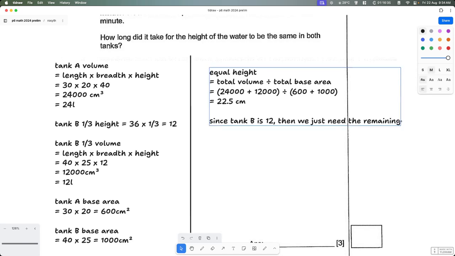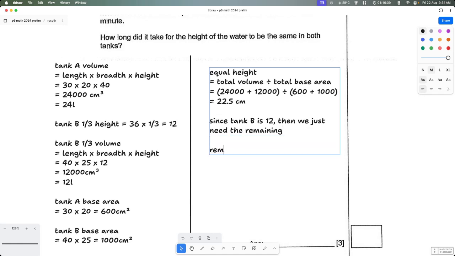So in this case over here, so remaining tank B height is equal to 22.5 minus 12, which is equal to 10.5 centimeters, right? So we know that we are remaining 10.5 centimeters.